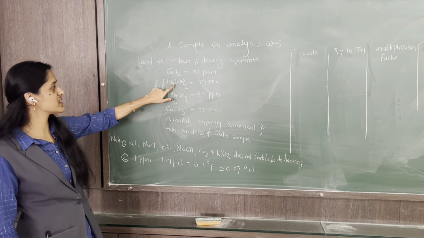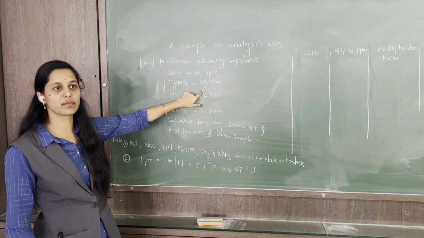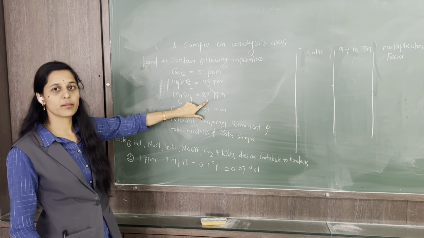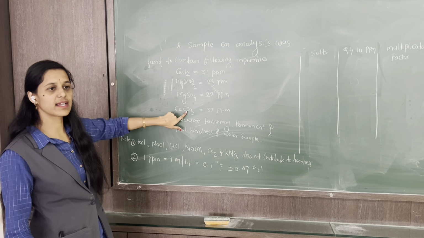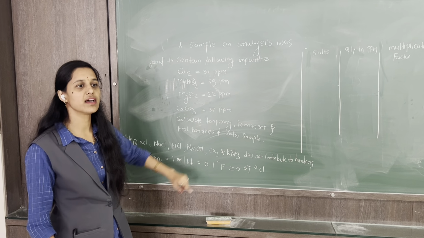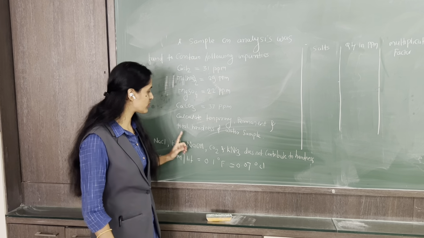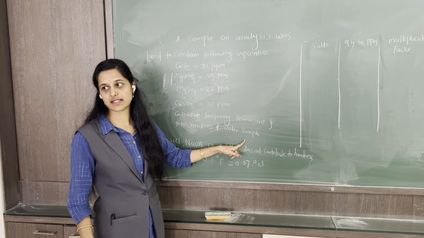Mg(HCO3)2, magnesium bicarbonate, it is 29 ppm, MgSO4 it is 22 ppm, CaCO3, calcium carbonate, it is 37 ppm. Calculate temporary, permanent and total hardness of the water sample.